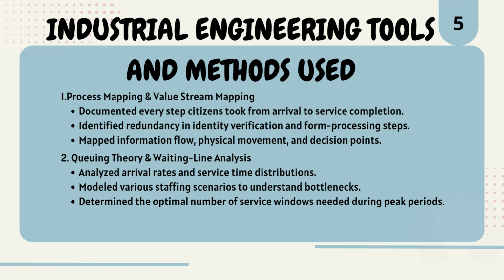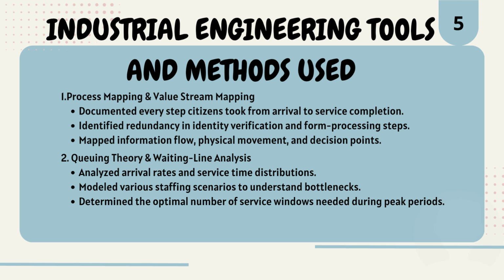This can be done by documenting every step citizens took from arrival to service completion. They also identify redundancy in identity verification and form processing steps, and the engineers map information flow, physical movement, and decision points. This method can help to track every step in the JPJ service flow.